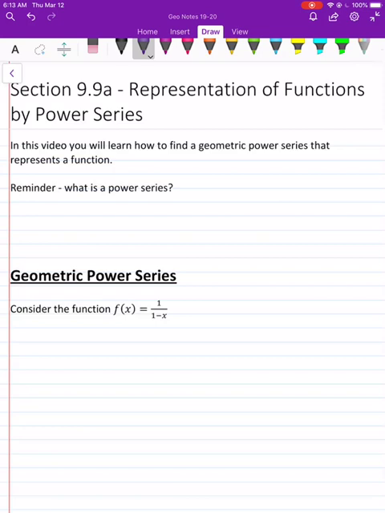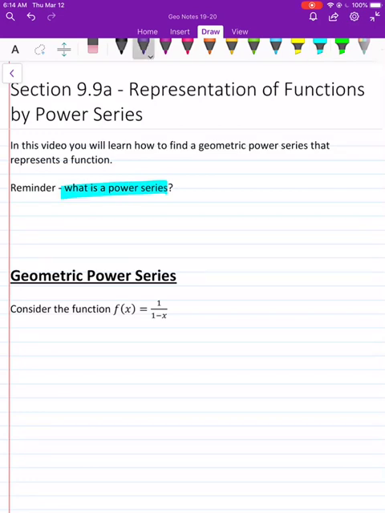So section 9.9 is titled Representation of Functions by Power Series. And today, the first half of it, we're just going to talk about how we do this with geometric power series. So let's remind ourselves, first of all, what is a power series?